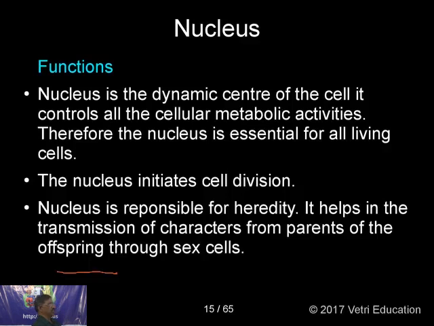The nucleus initiates cell division, another important point, and the nucleus is responsible for heredity. It helps in the transmission of characters from parents to offspring through the sex cells. So, in sex chromosomes, we can find that the hereditary characters, or the genetic characters, are passed from one generation to another generation. Right. Next.